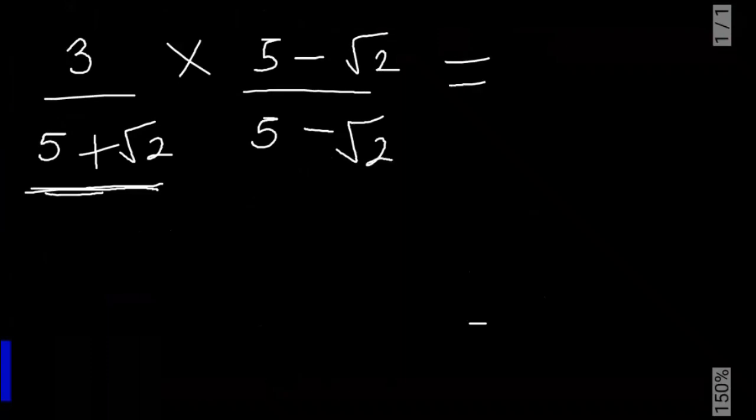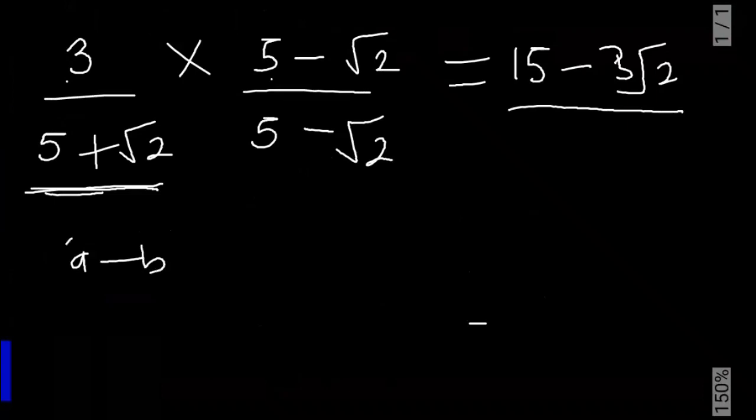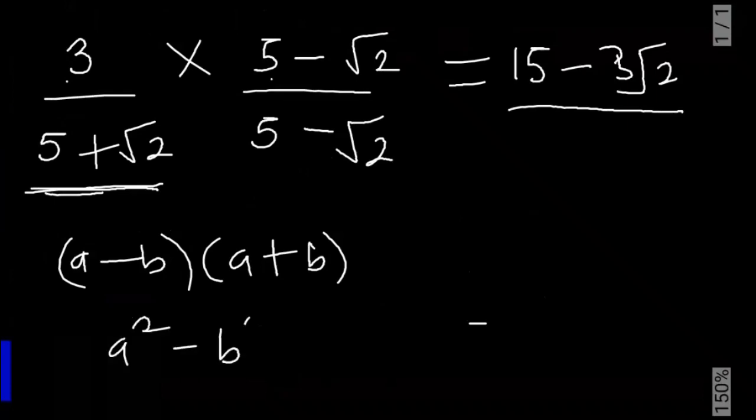Let us multiply the numerator. 3 multiplied by 5 is 15. 3 multiplied by root 2 is 3 root 2. Over, we have 5 plus root 2 multiplied by 5 minus root 2. You should be familiar with this. A minus B multiplied by A plus B is the same thing as A squared minus B squared. So our A is 5, our B is root 2.